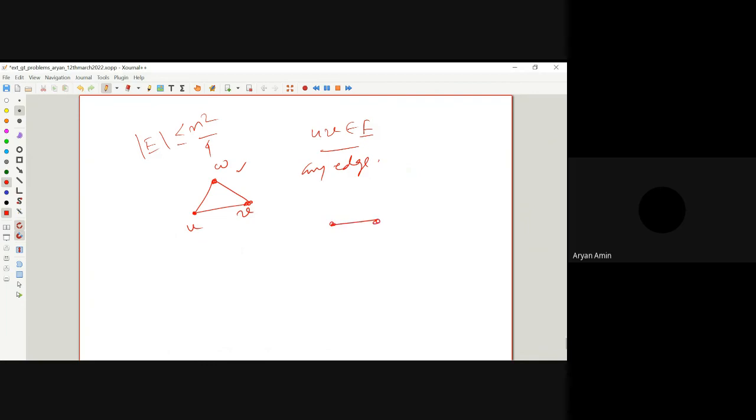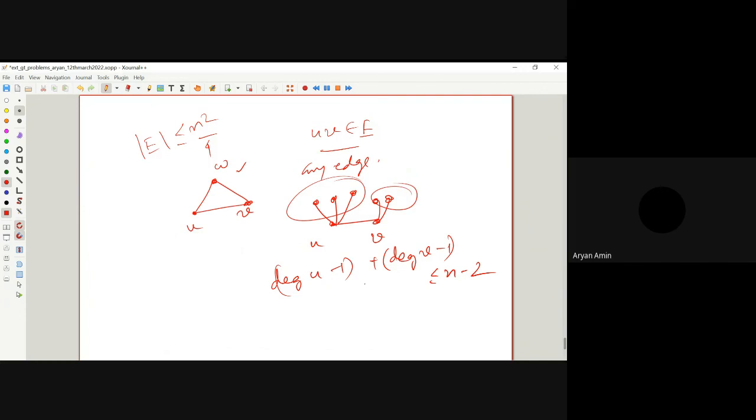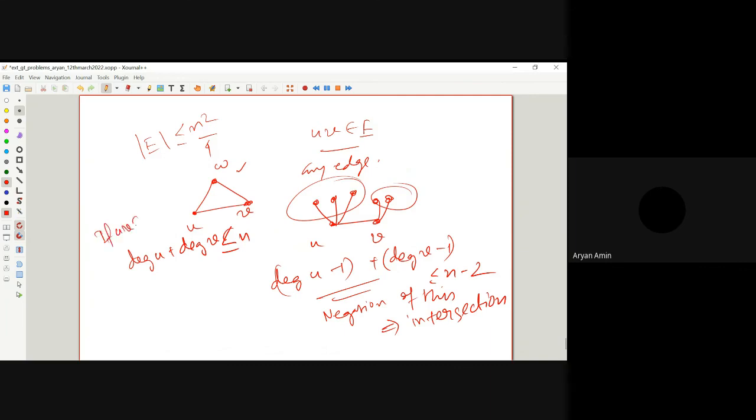So if you look at the neighborhoods of u and v, these two neighborhoods have to be disjoint. Now you see that if this condition is not satisfied, then there must be an intersection. The negation of this results in an intersection here. So we found this for any edge, that it is at most n. If uv is an edge, then this holds, and then we summed over all uv edges.